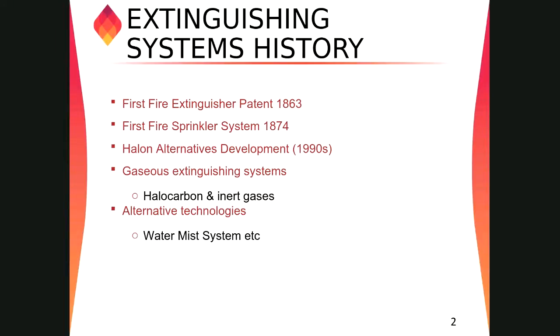So module 2, we have a gaseous suppression system, right? Module 2 is for the special extinguishing systems, where we have the gaseous suppression system, CO2 suppression system, dry chemical extinguishing system, wet chemical extinguishing system, and water mist system.